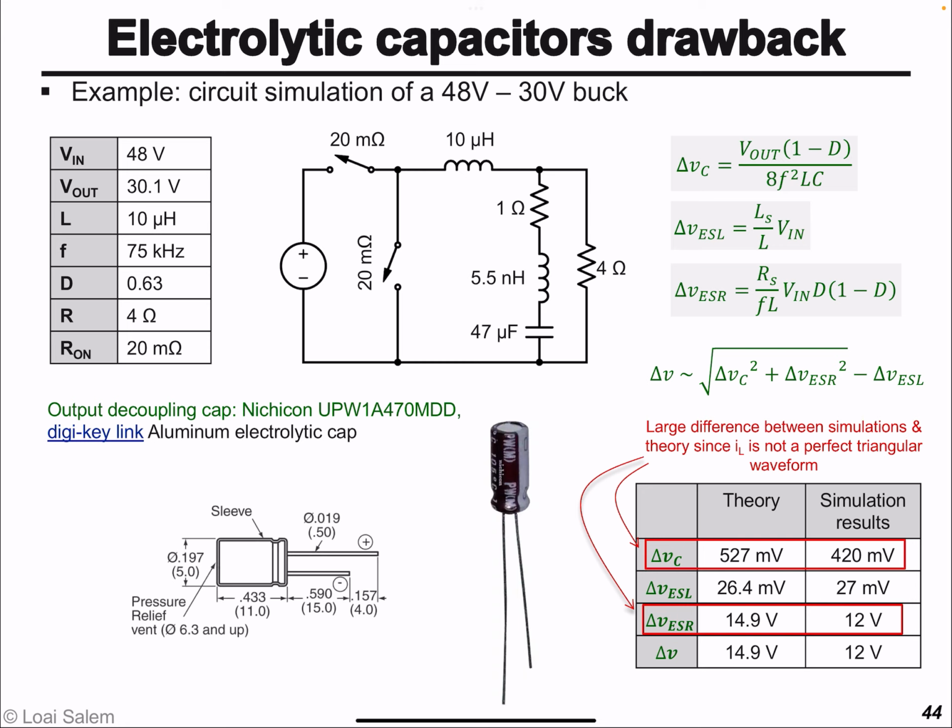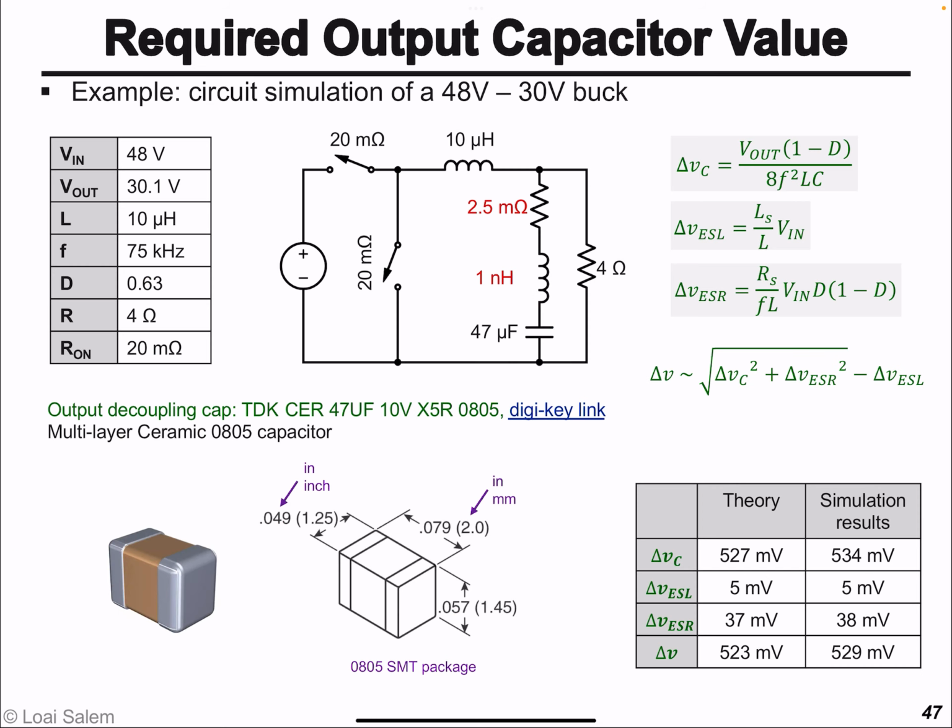Now, this is an aluminum electrolytic capacitor. Its equivalent circuit is shown here. That's 47 microfarad. Its ESR is 1 ohm. While for the same 47 microfarad, if you use a multi-layer ceramic capacitor, you find that its ESR is 2.5 milliohm. So a reduction from 1 ohm all the way to 2.5 milliohm. Why is that the case?